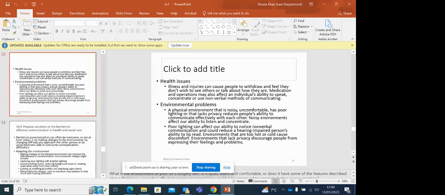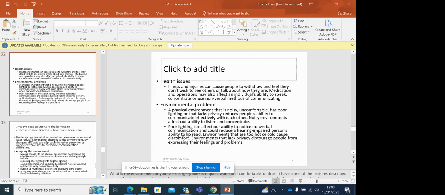Health issues, illness, and injuries can cause people to withdraw and feel they don't wish to see others or talk to others about how they feel. Medication and operations may also affect an individual's ability to speak, concentrate, or use non-verbal methods of communication.